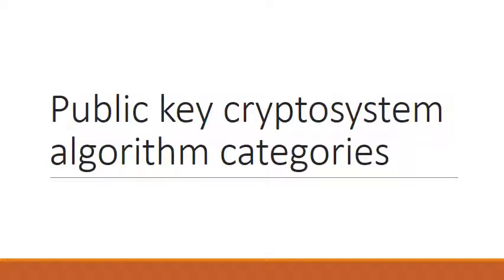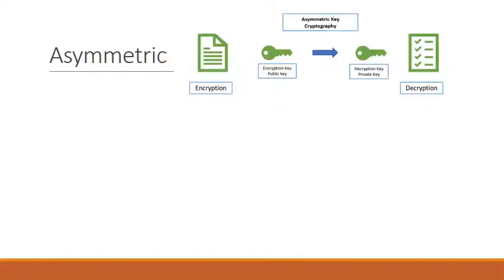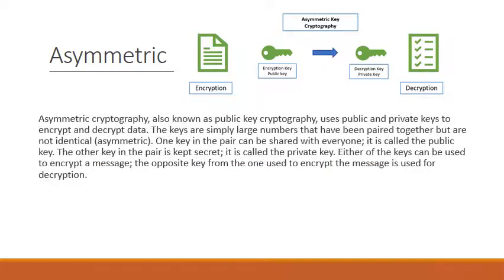Public key cryptosystem, algorithm and categories. Asymmetric. Asymmetric cryptography, also known as public key cryptography, uses public and private keys to encrypt the data. The keys are simply large numbers that have been paired together but are not identical. That's the whole meaning of the word asymmetric.